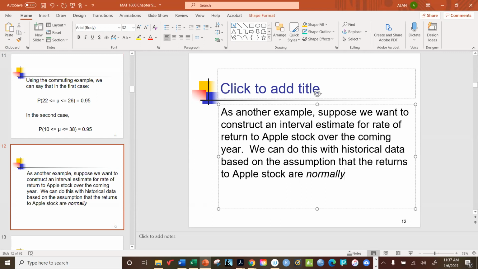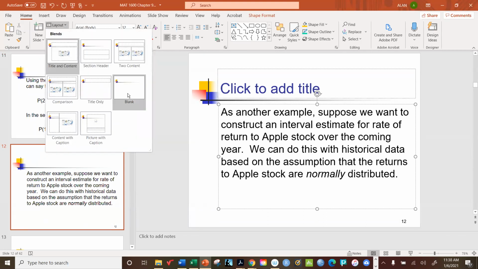So in other words, that's an important part of this. We don't really have the luxury of examining every single return to Apple stock, or at least it would be very time consuming. So instead we have to make assumptions about the properties of the returns to this Apple stock. Usually one of those assumptions is that the returns are normal. If we make that assumption, then we can easily construct one of these intervals. So that's what we'll be doing for the most part.